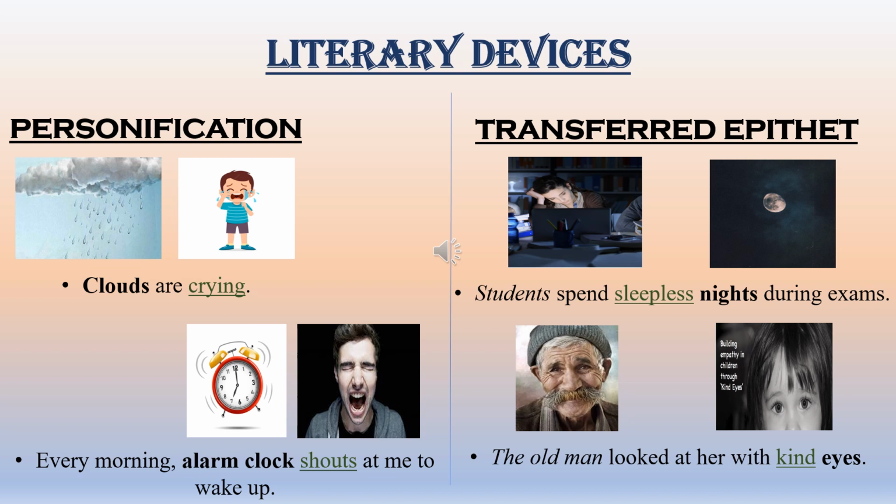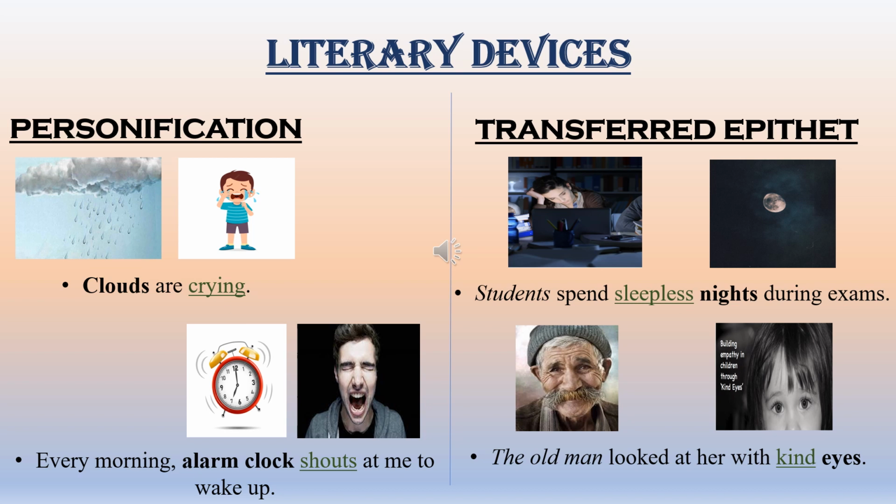For example, clouds are crying. Now, can the clouds cry? No, only human beings can cry. So that means we have given human-like qualities to the clouds. Thus, we have personified the clouds here. So, in order to make our writing more interesting, instead of saying it is raining, we can also say that the clouds are crying if the situation is a little bit sad. So it becomes an example of personification.